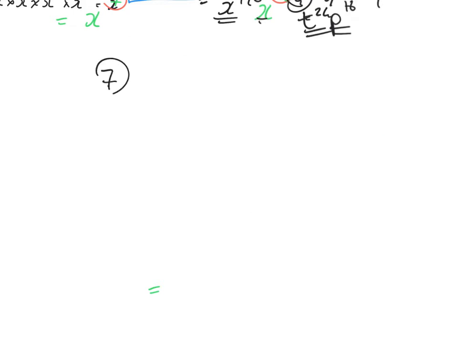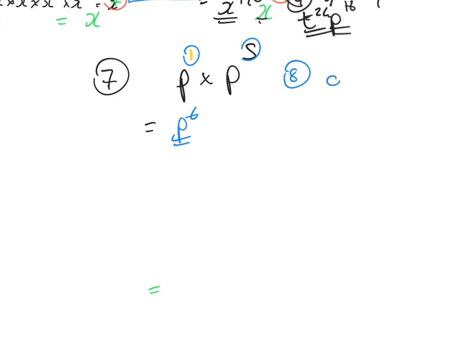Okay, example 7. p times p to the 5. Now we don't appear to have a power up here, but there is one there. If you can't see a power, that means it is definitely p to the 1. So if you can't see it, it means it is there, it's 1. 1 plus 5 is 6, p to the 6.